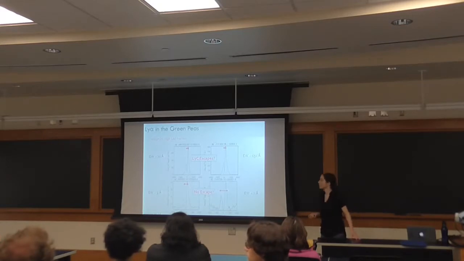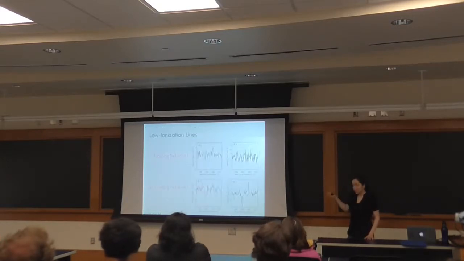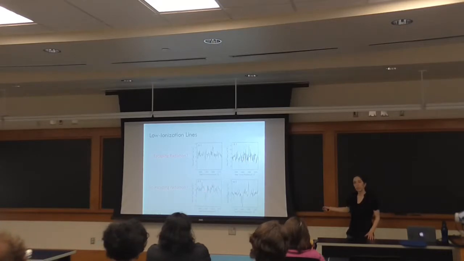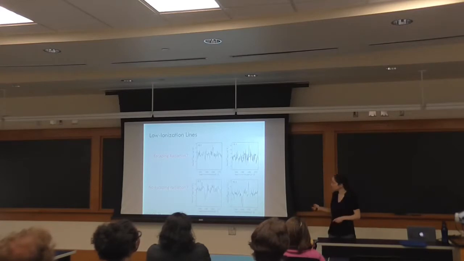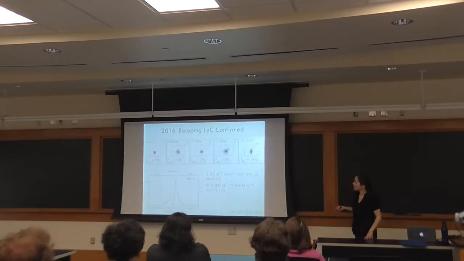This is COS, yeah. And similarly, we also looked at these low ionization absorption lines. And again, the same 2 galaxies show weak absorption, not really detected, and then much stronger absorption in the other 2. So it's painting a consistent picture that we've got 2 good candidates. And this was then confirmed in 2016.